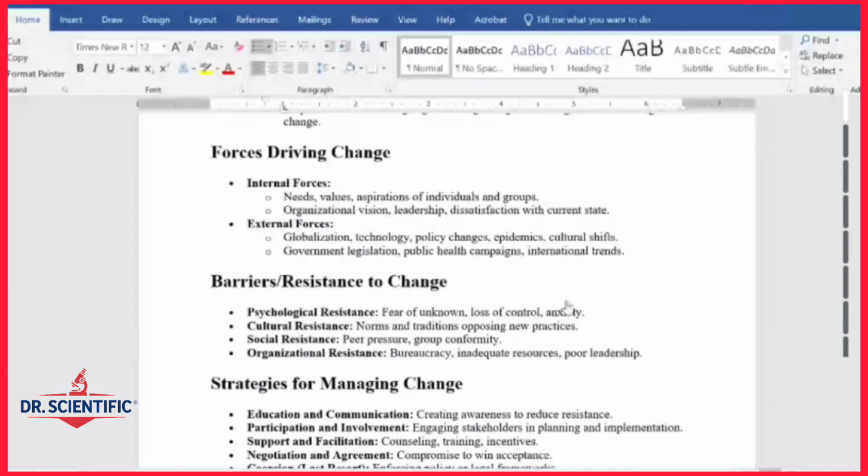We have one, psychological resistance. It talks about fear of the unknown, loss of control, and anxiety. Then second, we have cultural resistance. Talks about norms and tradition opposing new practices. And the third one, we have social resistance: peer pressure, group conformity. Then lastly, we have organizational resistance. Talks about bureaucracy, inadequate resources, and poor leadership. Yes, thank you so much, Makoha. So those are some of the barriers.